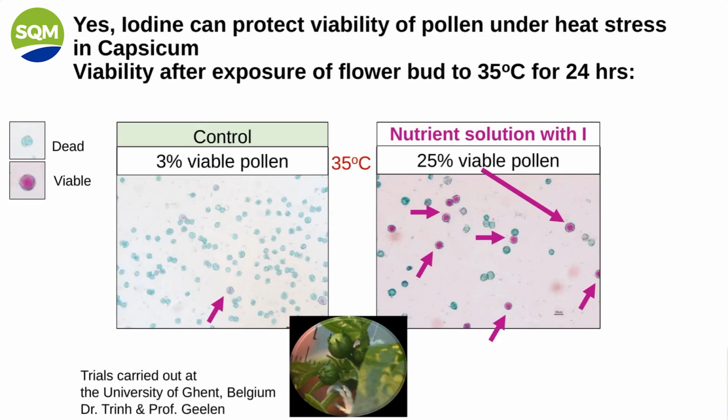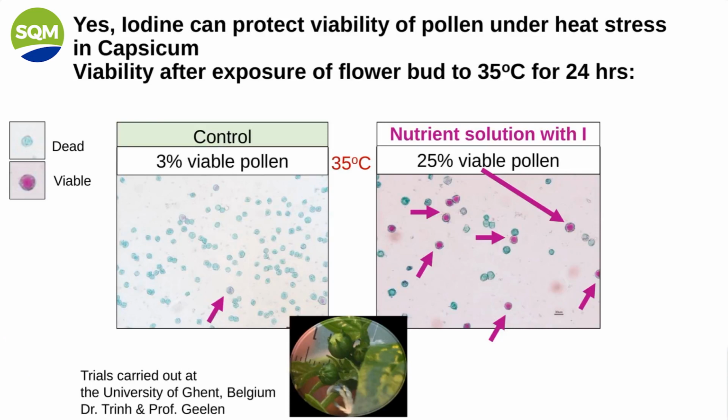What they did is they exposed these small flower buds of capsicum pepper to high temperatures of 35 degrees Celsius for only 24 hours. And then they waited till the flower opened and they analyzed the pollen using a staining method. And with this method, if a pollen stains blue, it's dead. And if it's purple, then it's actually viable.